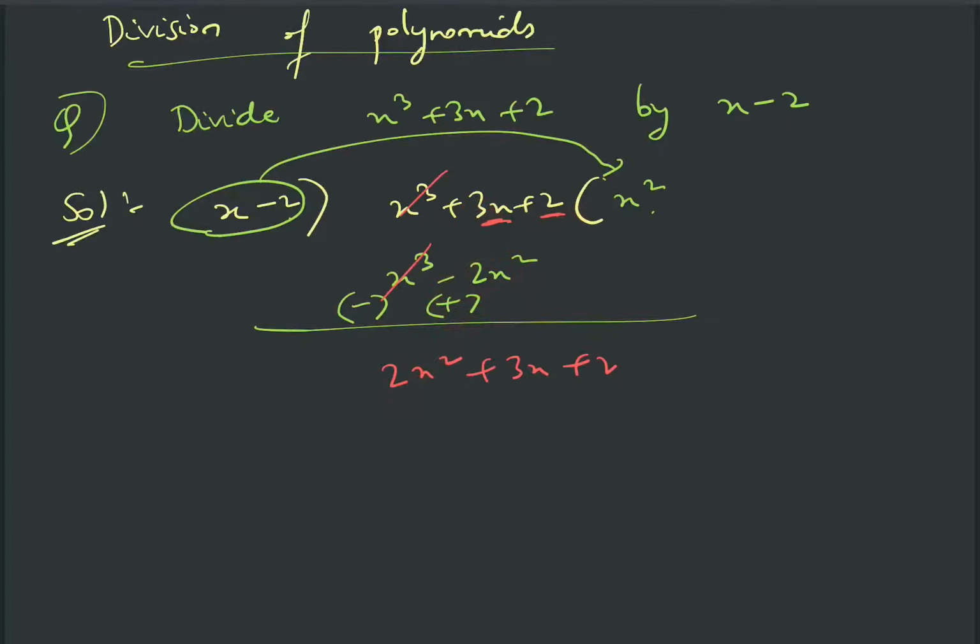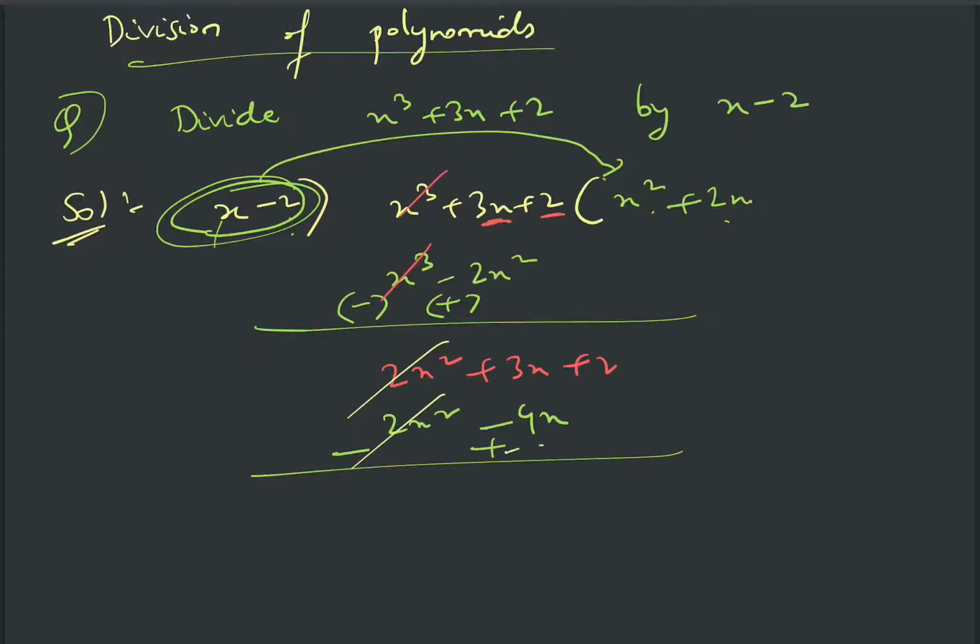Now you see, what do you need to multiply with x to get 2x square? You can see that you need to multiply 2x, right? And this 2x you are multiplying with the entire x minus 2, not just x. So x into 2x will be 2x square, minus 2 into 2x will be minus 4x. So again subtract this, it will be minus and plus, and then these two things will get cancelled. So you'll get plus 4x plus 3x, 7x, and plus 2, right?